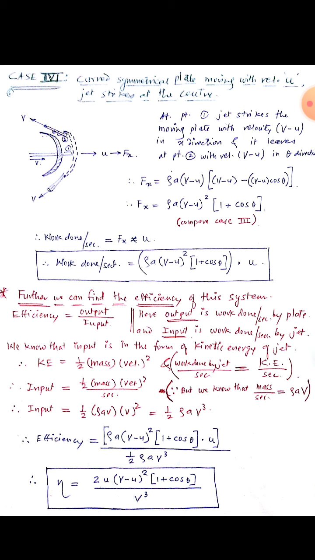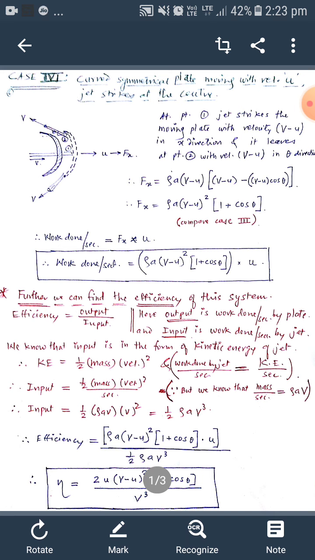What is input? Input is the input given by the jet. The jet has got kinetic energy. So kinetic energy per unit time is the input power. How to find it? Kinetic energy is half m v square, divided by time, is per second. Therefore it comes out to be half multiplied by mass upon time multiplied by velocity square. The velocity of the jet we have to take. Mass upon time is nothing but mass flux, that is rho into a into v. Therefore we now find the expression for input as half multiplied by rho a v multiplied by v square, that is equal to half rho a v cube.